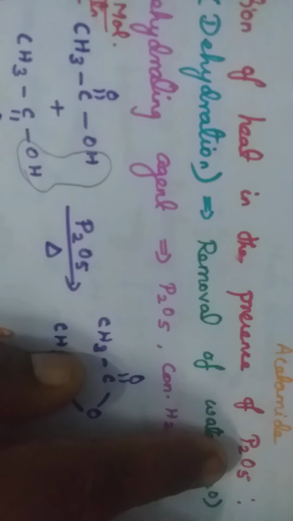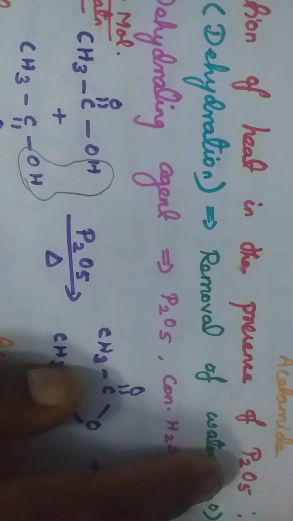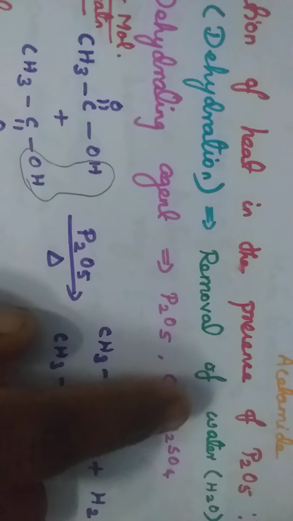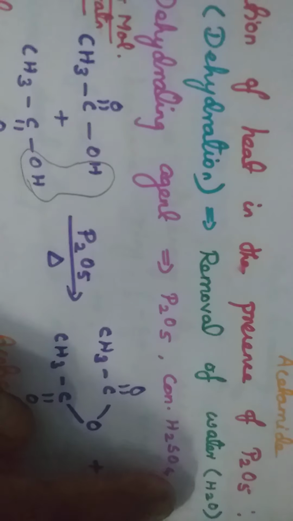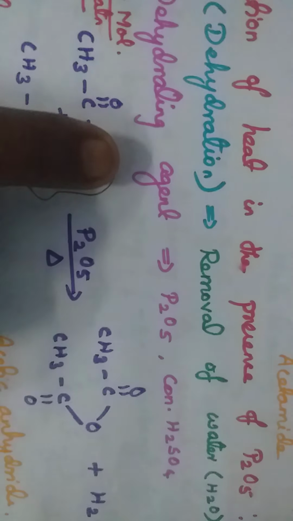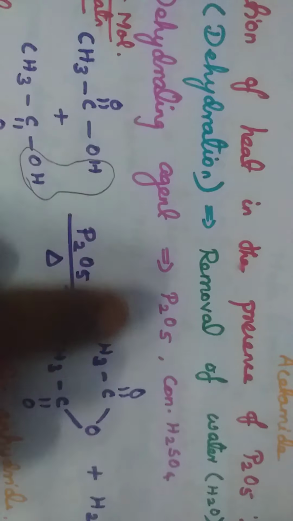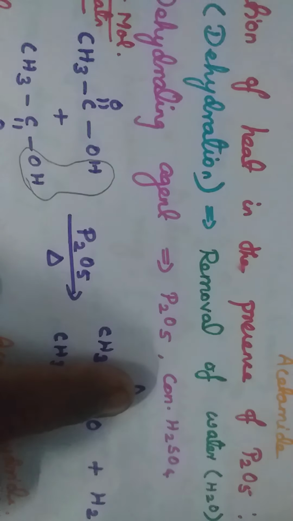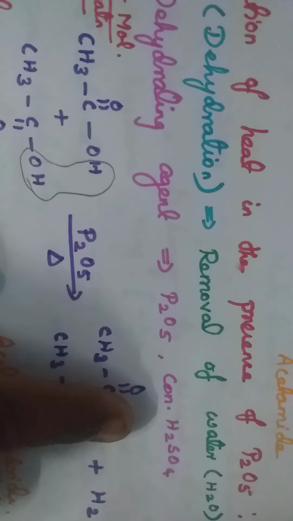P2O5 is nothing but a dehydrating agent. What is dehydration? Dehydration means removal of water, H2O. And what are the other dehydrating agents? A powerful dehydrating agent is P2O5, and also concentrated sulfuric acid.